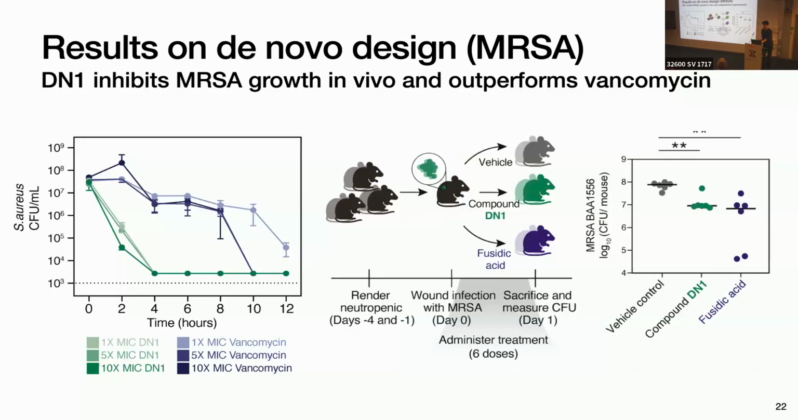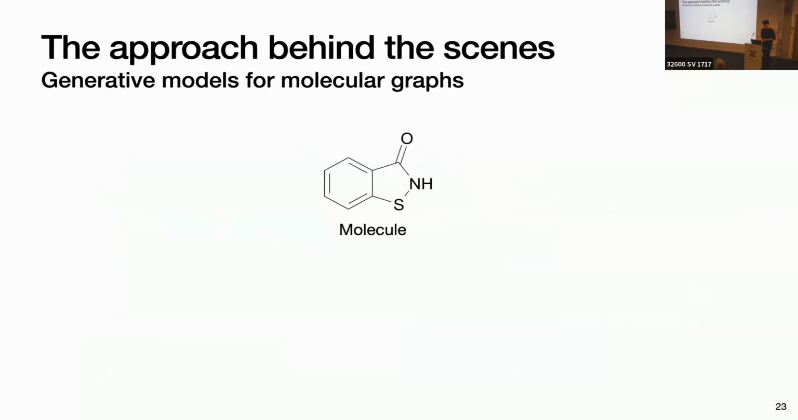Okay, so that's the summary of the results, just trying to show that this actually works in the lab, rather than just in silico. So let's now talk about the approach behind the scenes. I believe there are many methods that can make this work, but we chose a particular type of method that generates molecules as graphs, and I will explain a little bit why we chose this route.